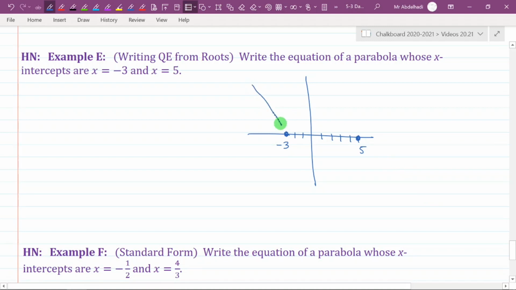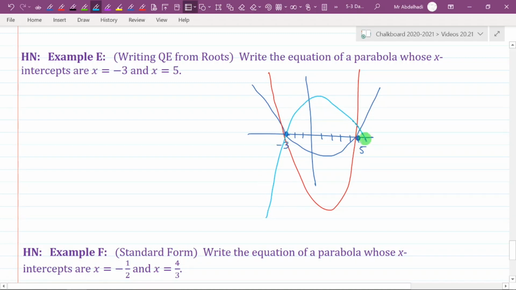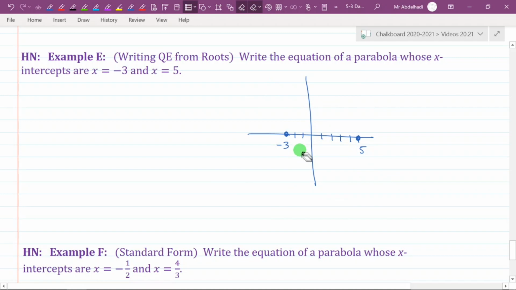You could have a parabola that goes like that, or you could have a parabola that goes like that, or you could have a parabola that's upside down that goes like that. All of them have the same 2 x-intercepts. So there are an infinite number of parabolas that you could have that have these 2 x-intercepts. So you're going to write the equation of one of them. So how do you do that?